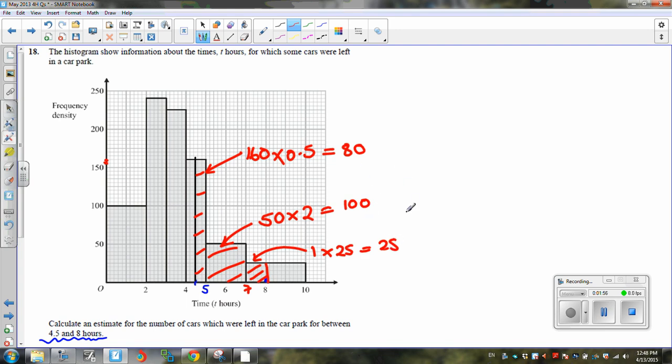So that comes out as 25. And if we add these three together, so 80 plus 100 plus 25, that comes out as 180 plus 25. That's 205 cars. So we can estimate that there were 205 cars left between 4.5 and 8 hours.